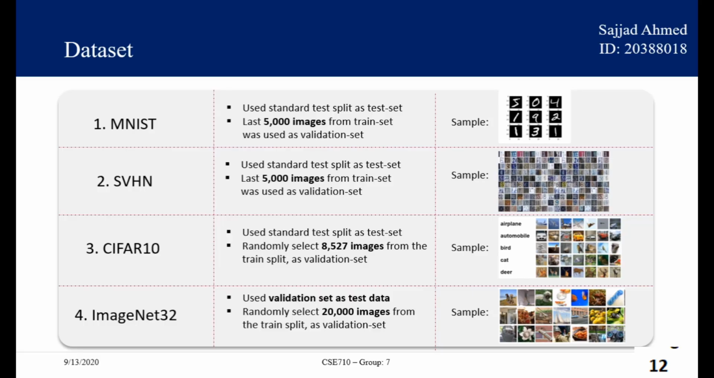In this experiment, the authors have used 4 different datasets, such as MNIST, SVHN, CIFAR10, and ImageNet32. For the first 3 datasets, they have used the standard test split as their test set. For ImageNet32, they have used the validation set as their testing data. For MNIST and SVHN, they have used 5,000 images from the training set as their validation set. For CIFAR10 and ImageNet32, they have used random sampling to obtain the validation set from the training set.